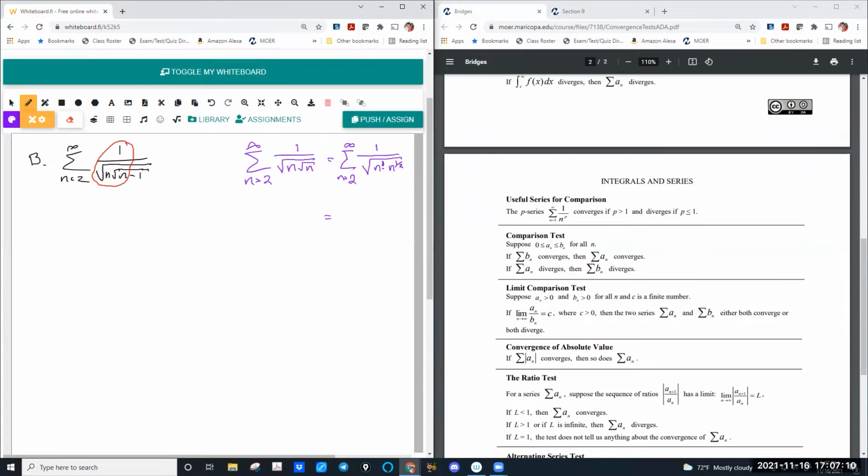So under that radical, what I'm going to have when I simplify is n to the 3/2. Now it's under a square root. Well, that's the same thing as raising it to the 1/2 power. An exponent raised to another exponent, we multiply. So now we do have a P series. This is going to be 1 over n to the 3/4.